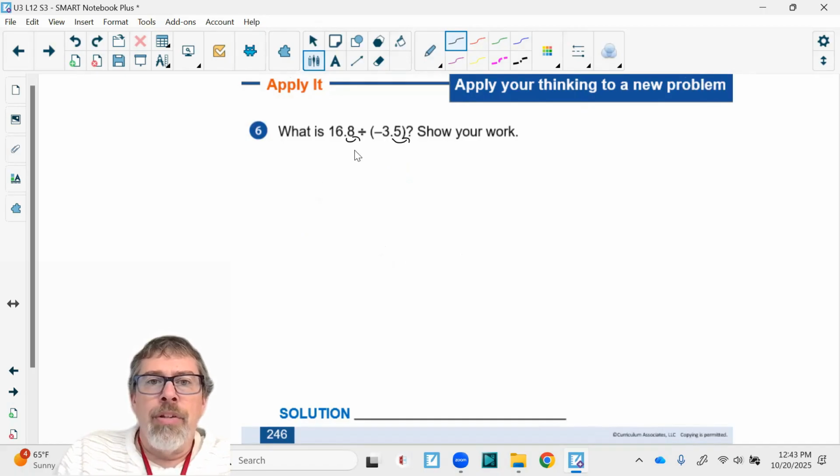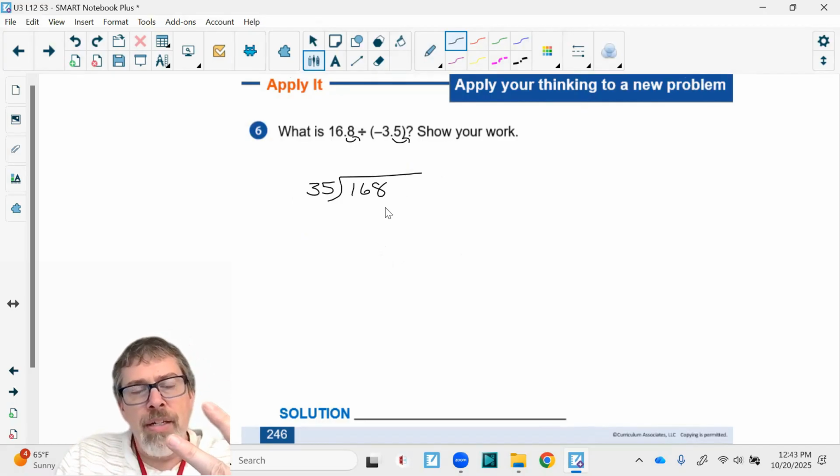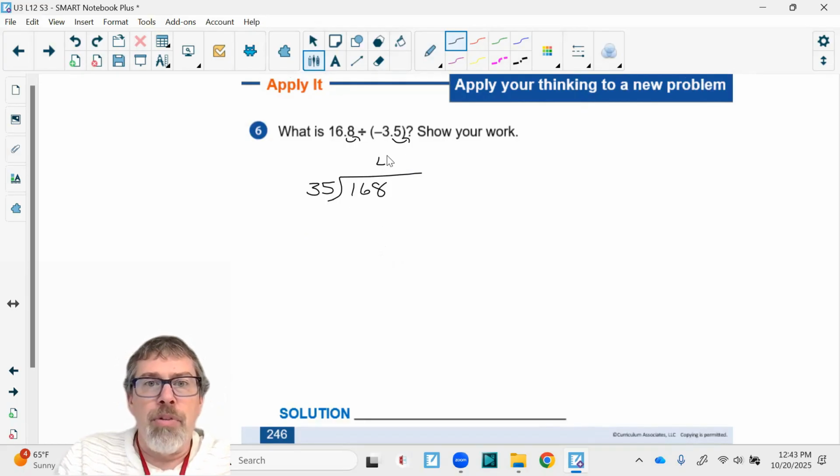And I'm going to ignore the sign for now. And I'm just going to take 35. And how many times does it go into 168? So 35 and 35 is 70. And 70 more, which is 2 more 35s, is 140. And any more than that, I'd be going over. So it's going to be 4.